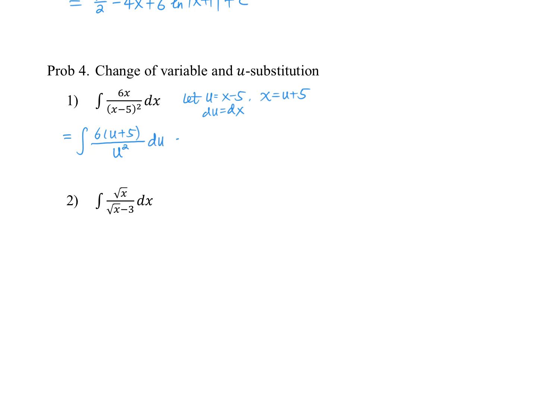And now we can split that into two terms. This is why having a single term in the denominator is nice. You can split them. So the first term will be 6 times 1 over u, basically 6 over u. The second term will be 6 times 5, which is 30, so 30 over u squared du. The antiderivative of 6 over u is the natural log of absolute value of u.